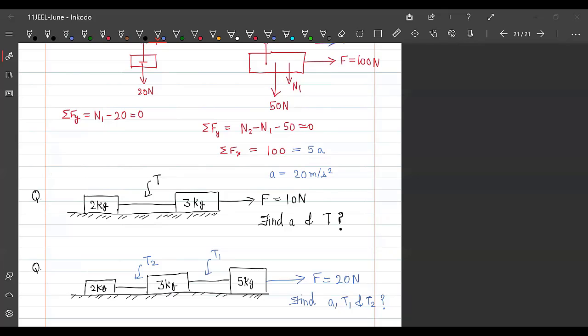नेट फोर्स राइट में तो 10 Newton है, बट लेफ्ट में T भी होगा, सो 10 minus T is equal to 3a लिखेंगे. So but T की वैल्यू 10 Newton होगी ना? नहीं, T की वैल्यू 10 Newton नहीं होगी. दोनों का FBD बना के फिर लिखते हैं, फिर सॉल्व करें.